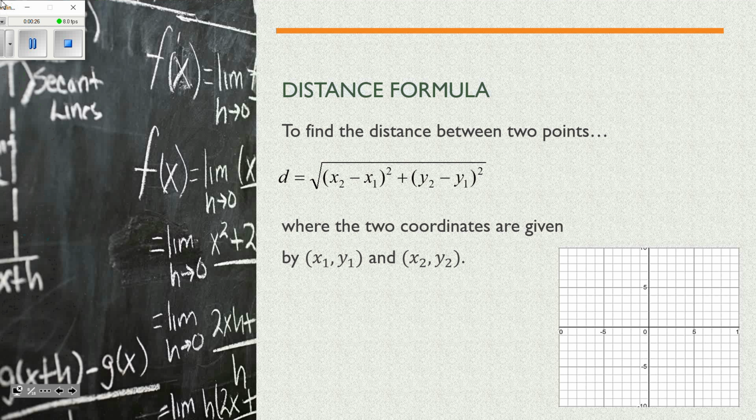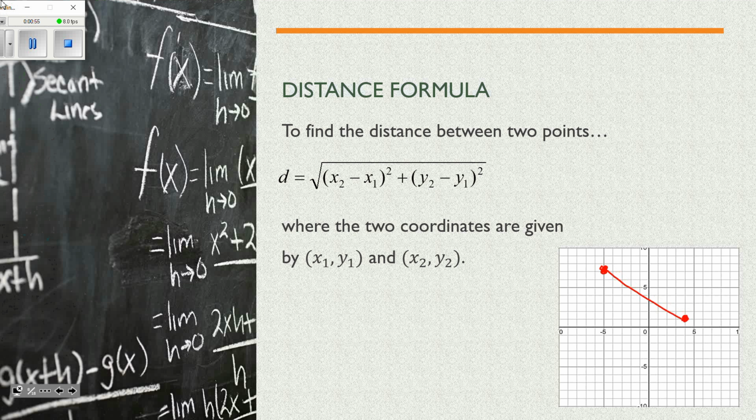So if I have 2 points on a coordinate grid, like say for example, this point here and maybe this point here, I might want to find the distance between those 2 points. When I talk about distance, I'm talking about a straight line distance. So if I were to walk from point A to point B, how far would I walk? And so first thing you need is the coordinates of each point.